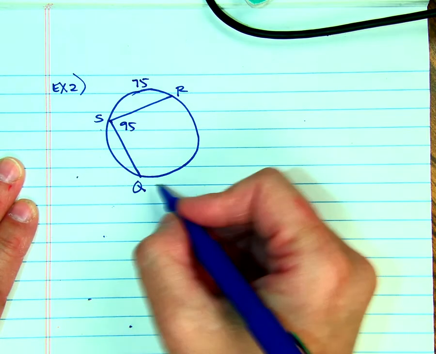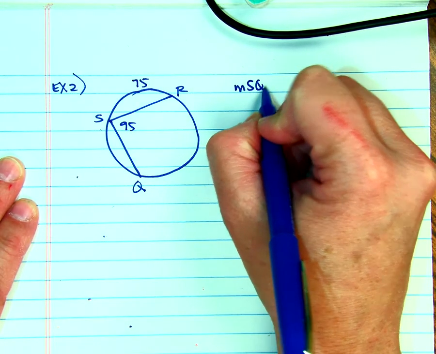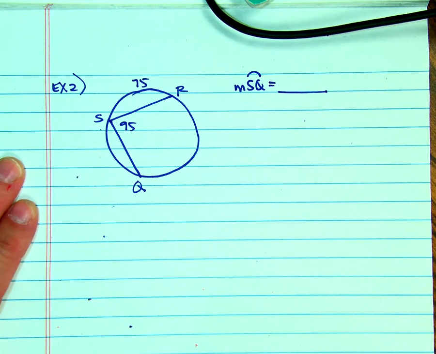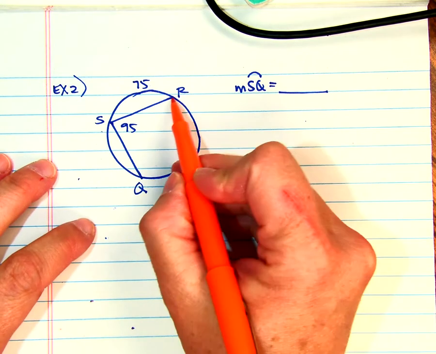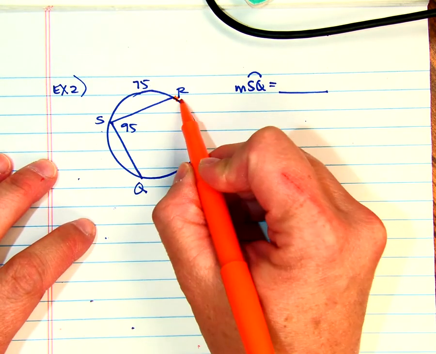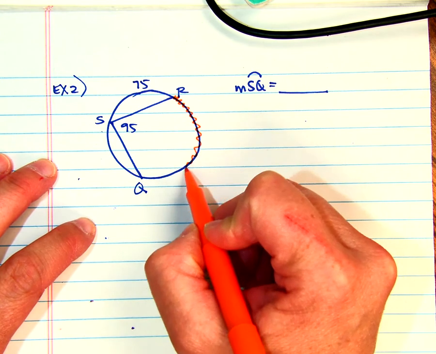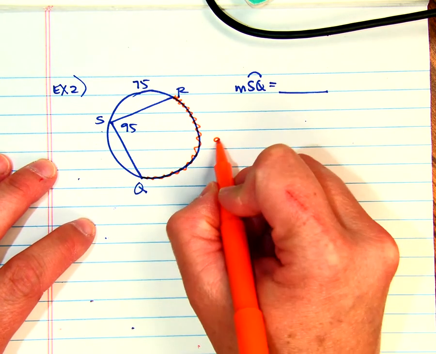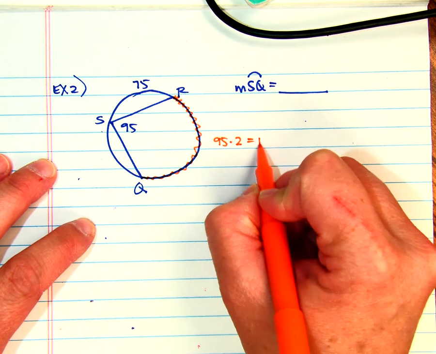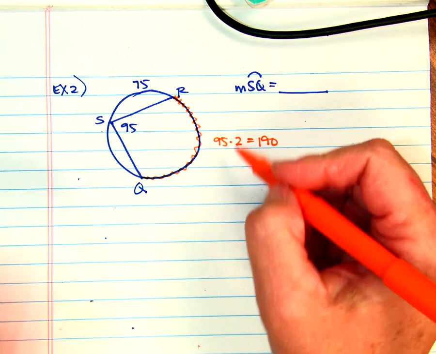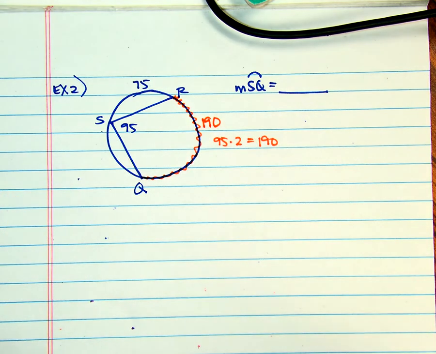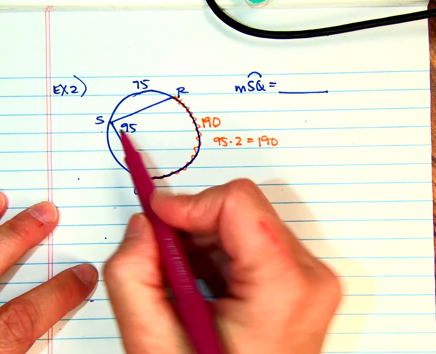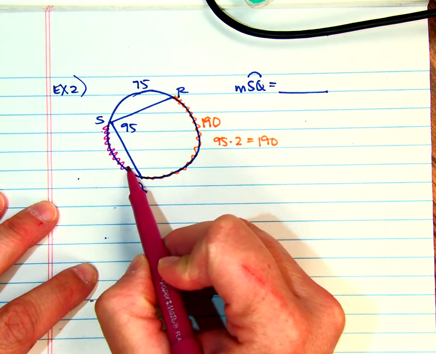Okay, so we are going to find the measure of arc SQ. So we know lots of different things. First thing I want to notice is we have an inscribed angle. So I know that this is going to be twice that amount. So 95 times 2 gives me 190. So this orange is 190. And then the only one I'm missing is that piece right here, this pink arc.